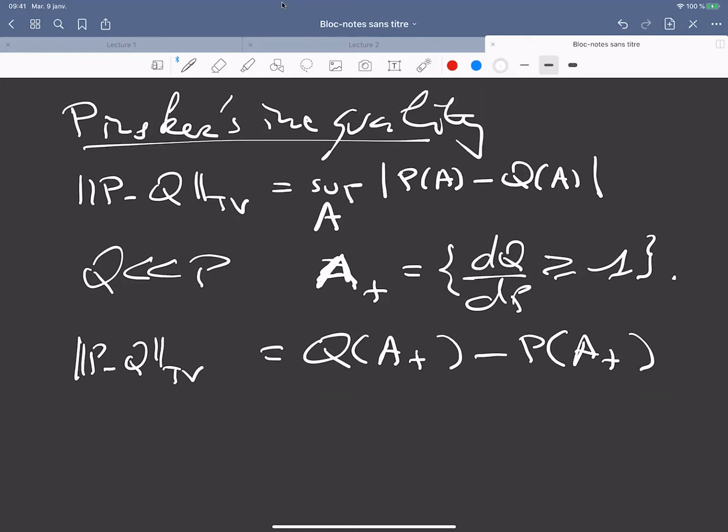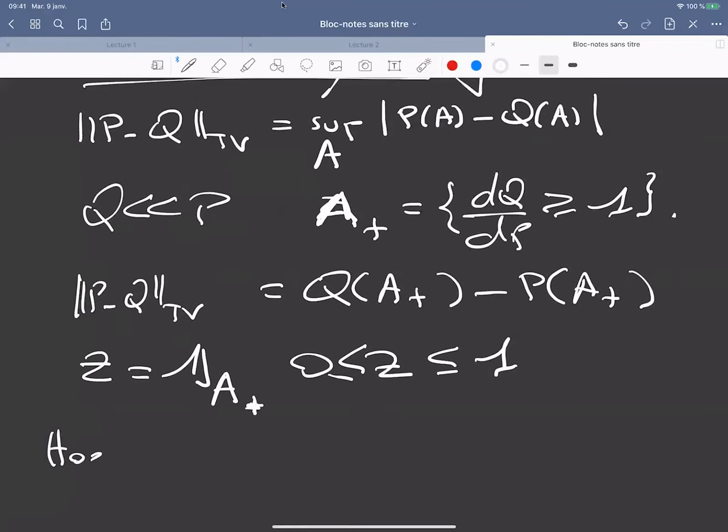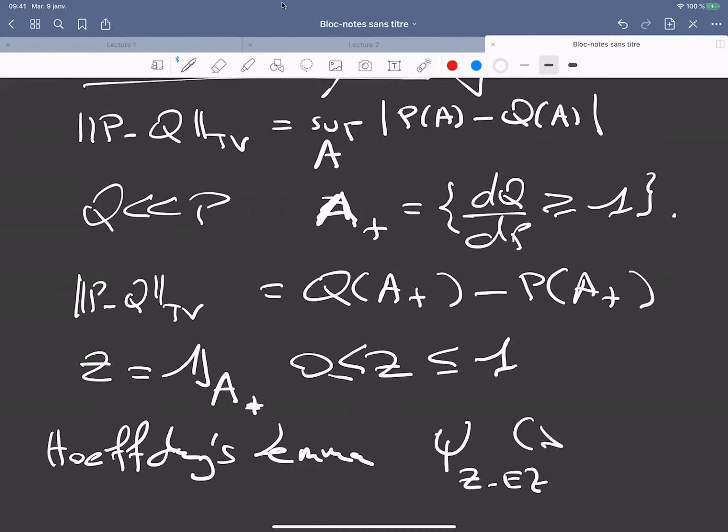And therefore, if you look at the random variable Z, which is equal to the indicator of A plus, this variable is between 0 and 1. And you know from Hoeffding's lemma that the log of the moment generating function is less than lambda square over 8.